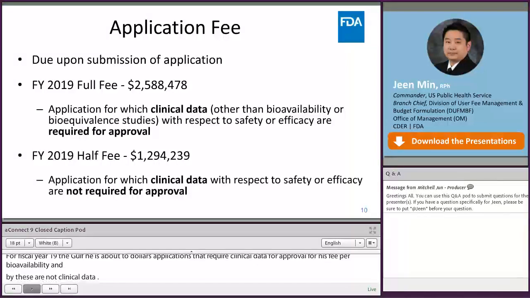Please note I specifically bolded "required for approval." Just because you don't submit clinical data in your application doesn't necessarily mean clinical data isn't required for approval. For example, a firm could submit an application with no clinical data, but later on during the process, maybe during filing, it's found that clinical data is needed in order to approve the application. This is when a firm probably has submitted only a half fee and now a full fee would be due.